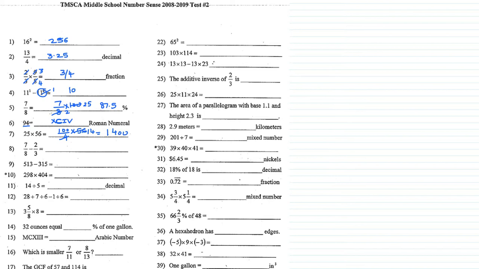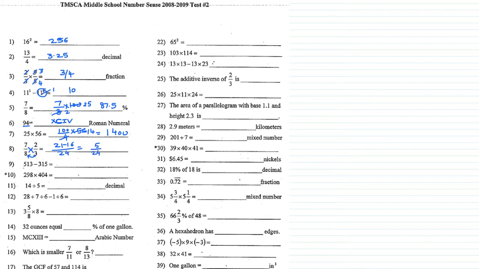Question 8. 7/8 minus 2/3. One way to do that is to cross multiply. So 7 times 3 is 21 and 8 times 2 is 16, and then divided by, we just multiply the denominator. So 8 times 3 is 24. So the answer to this is 5 over 24.